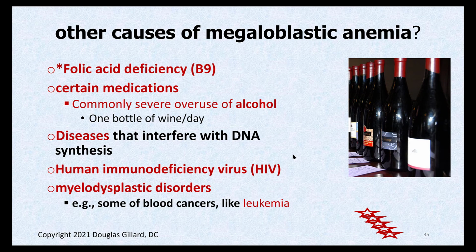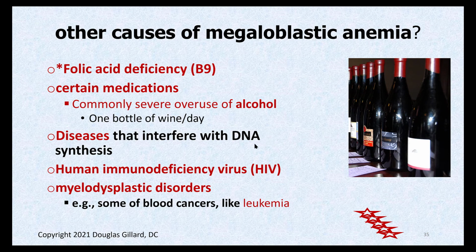Certain medications. Why do I have wine bottles in here? Because drinking, you have to drink a lot of wine. You have to drink a bottle of wine a day for probably a year. But if you drink a bottle of wine a day for a year, that can screw up the production of red blood cells in the bone marrow. It can mess up hematopoiesis, and you can get megaloblastic anemia from overconsuming alcohol, and a whole bunch of other drugs for that matter.